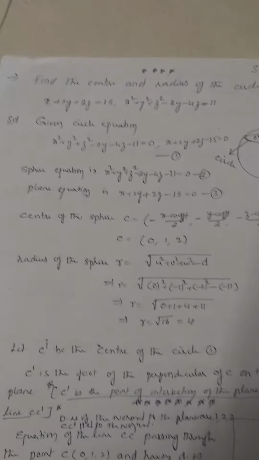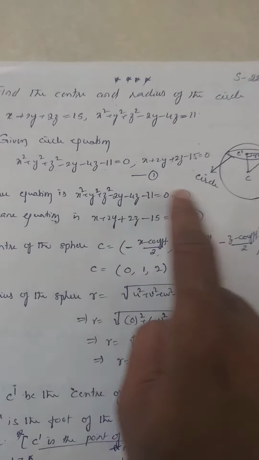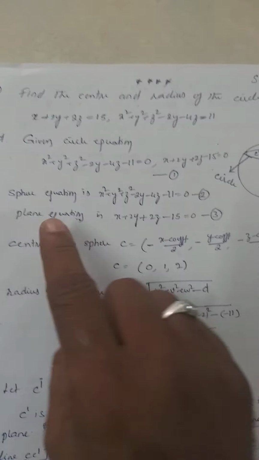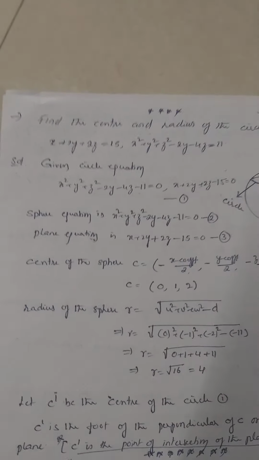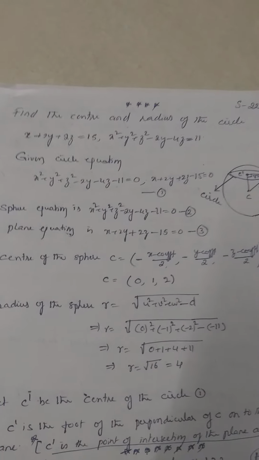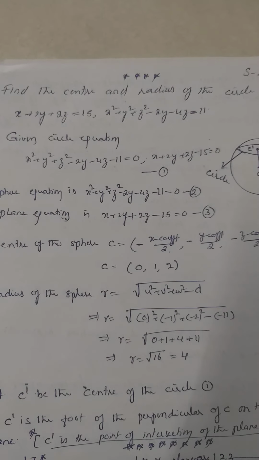Now, this is the given equation. In that, the first part is a sphere equation, or this part, right? A first degree equation in x, y, z represents a plane. That plane equation is this one, right?